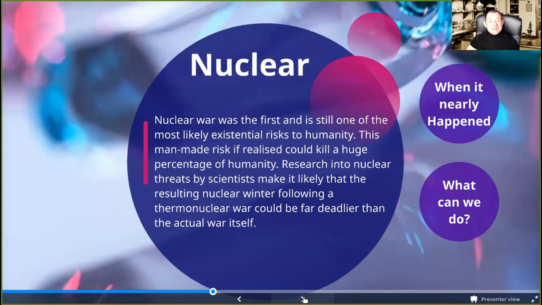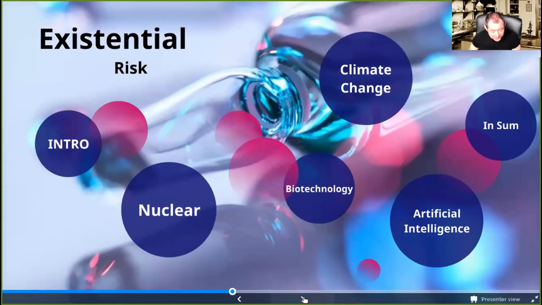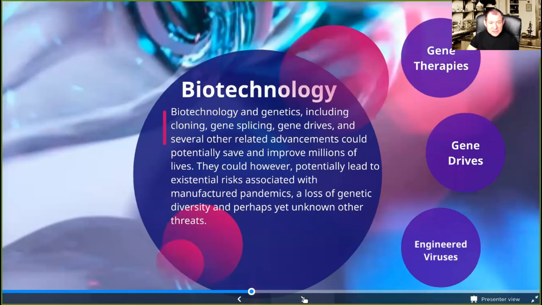Okay, so that's enough about nuclear war. I hope I've made you realize, if you didn't already, that nuclear war is still a very big threat. But it's not the only threat. There are many others. Biotechnology being one of them. Biotechnology is a much, much larger threat than many people believe.